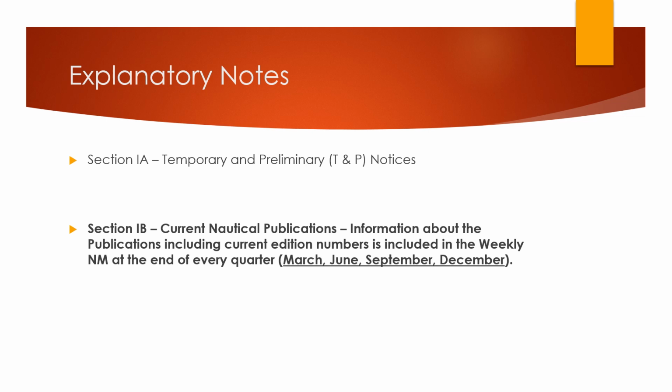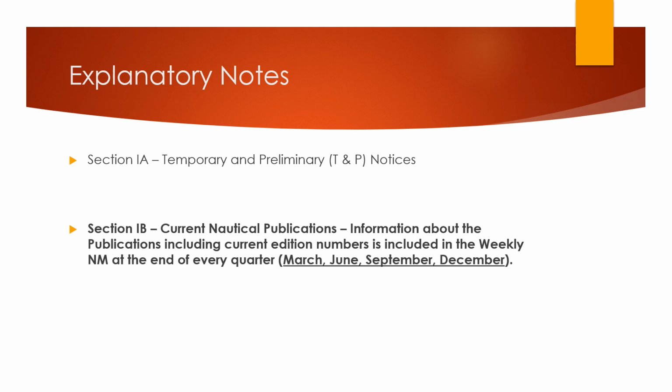The next section of the explanatory notices to mariners discusses the temporary and preliminary notices, which is also known as T and P notices, and section 1B talks about current nautical publications. Now I'll show you what section 1A looks like and what it all contains. But section 1B is something that I'll talk about in this slide itself, because when we say it provides details on current nautical publications, it basically provides information about publications which includes the current edition numbers of the publications.